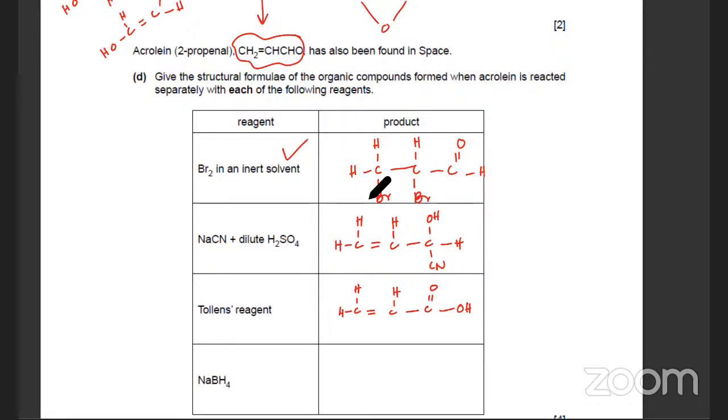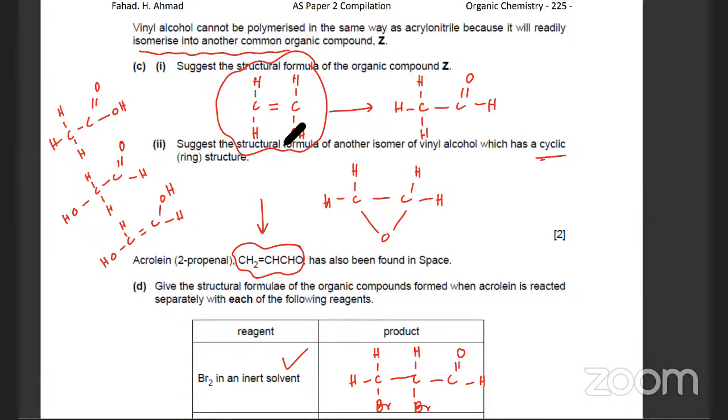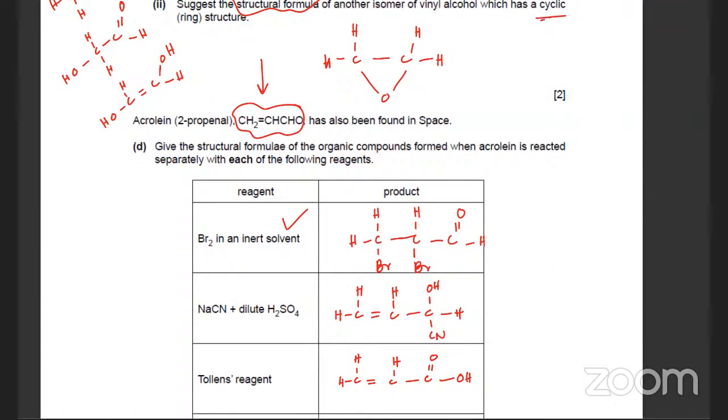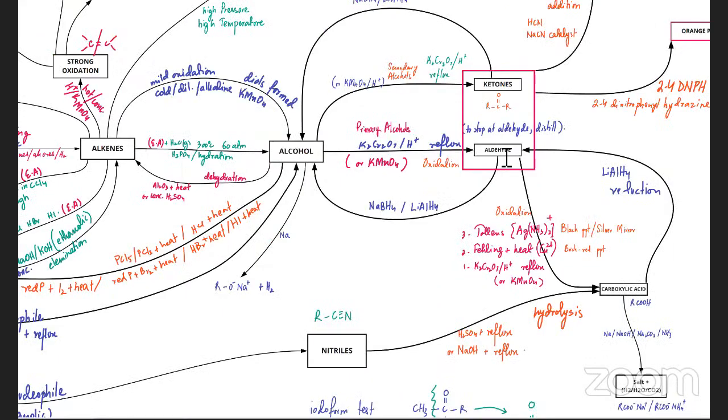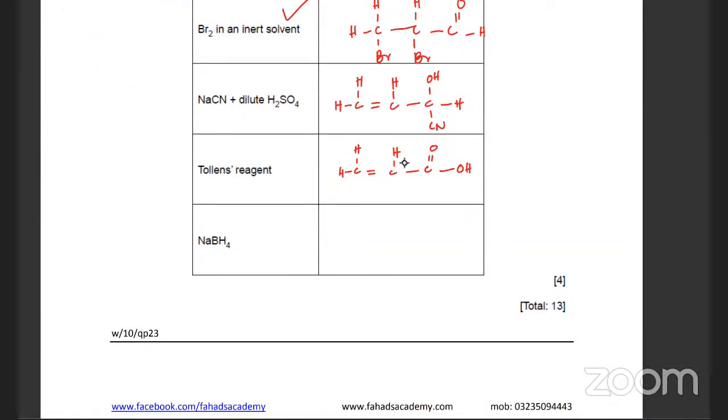And then you've got NaBH4. NaBH4 is a reducing agent. It will turn an aldehyde back into an alcohol, and by default it will turn into a primary alcohol. So you had the double bond, H and H, and this was the aldehyde, it will turn into an alcohol again. That's it. So that's your reducing agent.